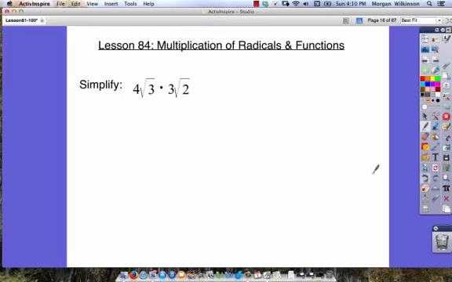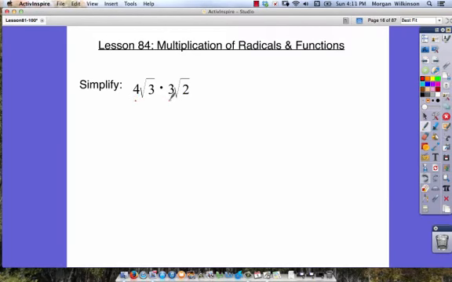Lesson number 84 is about multiplication of radicals and functions. Now our first problem is to simplify 4 times the square root of 3 times 3 times the square root of 2. Now the key thing to know in these problems is that we want to multiply our constants together, the numbers out in front, then we want to multiply our radicals together, then we'll simplify to find our answer.